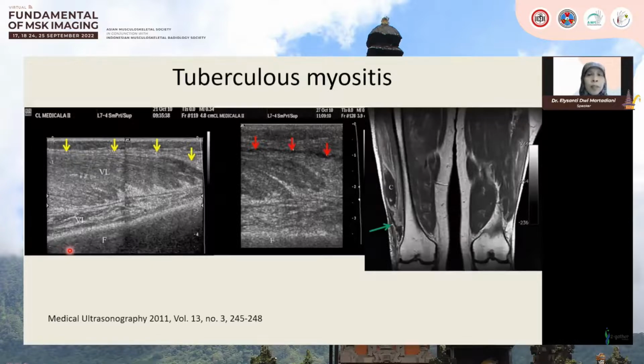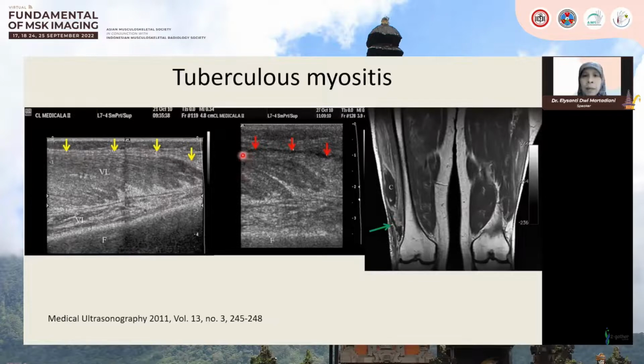This case is about tuberculous myositis of the vastus lateralis muscle. We can see that the vastus lateralis muscle shows blurring of its muscle striation, compared with the vastus intermedius muscle that shows normal muscle striation. And we can also see distension of the epimysium of the vastus lateralis muscle.